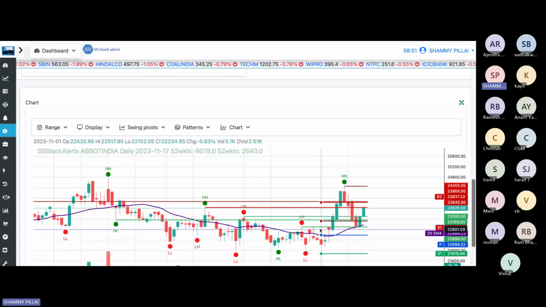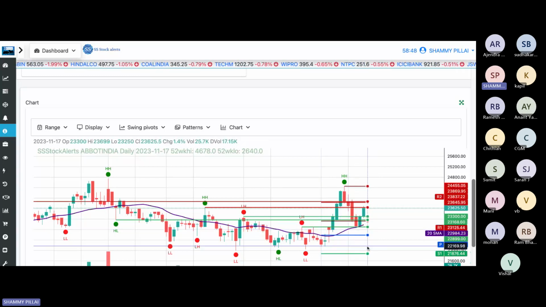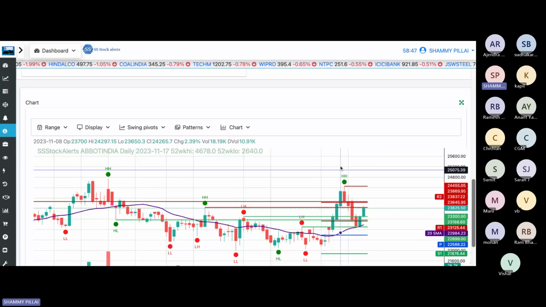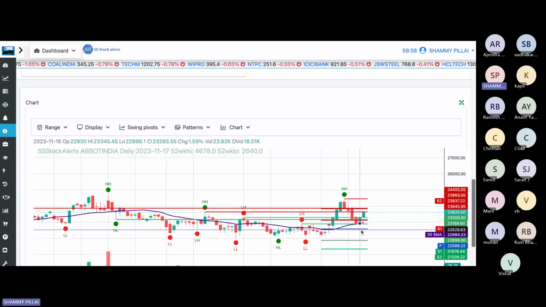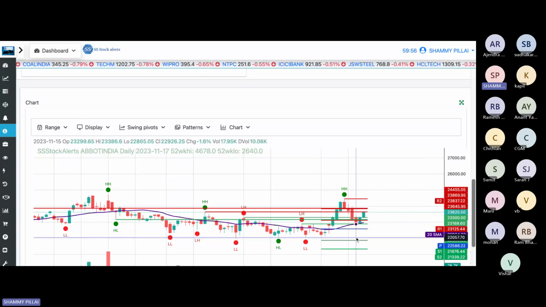So this can be avoided if you can wait for your setup to come. Let the stock come to your levels. So for me, the 20 pivot, these are all good levels to enter. So only use this. OI is changing every 5 minutes. Don't rely on OI. If you have 50 lakhs with you, you can create OI.